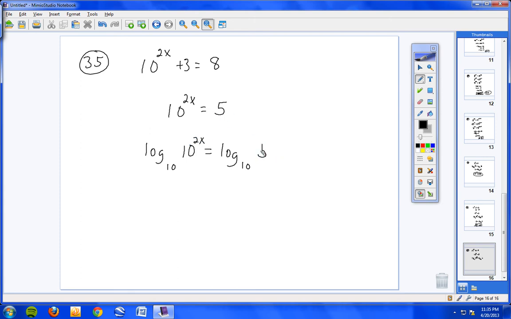That's a 5. Whenever your base matches your base, everything cancels except the exponent, so the left side becomes 2x equals log base 10 of 5. Now the next step in your notes says isolate the x, so we divide both sides by 2. So we have log base 10 of 5 divided by 2.